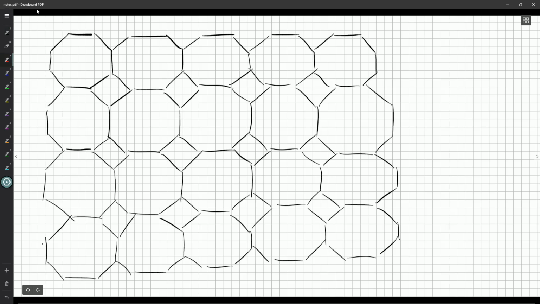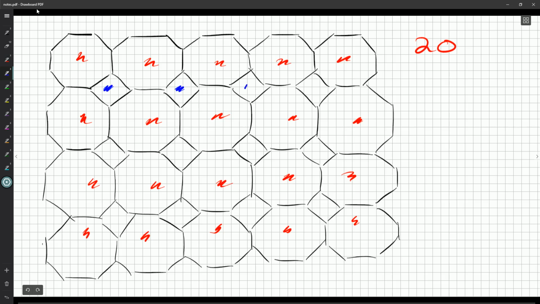But there are shortcuts to this. For example, there's 1, 2, 3, 4, 5 octagons, and there's 5 in each row. So there's 4 rows of 5 octagons each, you can very quickly add this up and say there's just 20 octagons. Similarly, there's 4 squares, and then there's 1, 2, 3 rows. So there's 3 rows of 4 squares. Very quick to add them up. There's 12 squares.